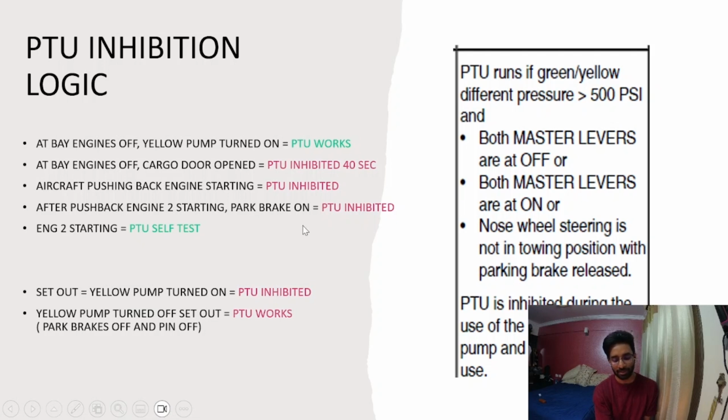After engine 2 start, parking brake is on. So nose wheel steering though is gone, parking brake is set. So that is why the PTU is inhibited. Now during engine 2 start, you will have a PTU self-test. That is when the PTU works.